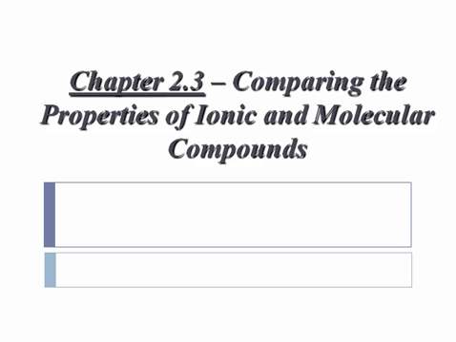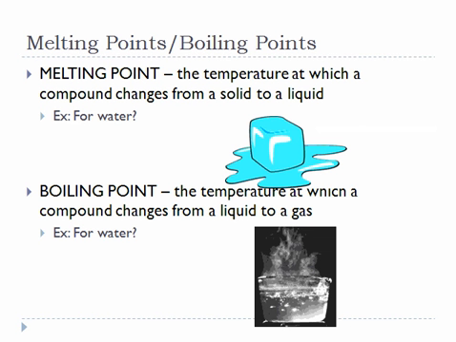The last topic for this unit is looking at the different properties of ionic and molecular compounds. Now that we know a little bit more about ionic and molecular compounds and what makes them up, we're going to look at the properties of them, and the big key thing about this video is that we need to explain why we see those properties. So the first property that we're going to look at is melting points and boiling points.